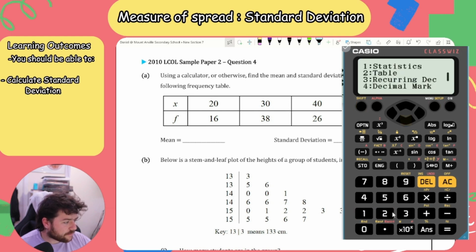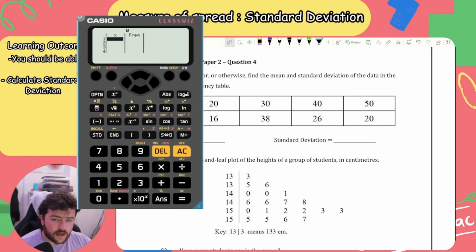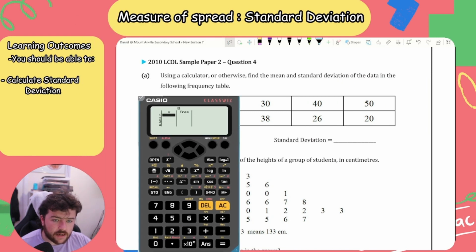Down one, Statistics. Oh, I made a mistake. Shift, Menu, down one, Statistics, click one. Frequency on, click one again. So I need to enter in my points here.